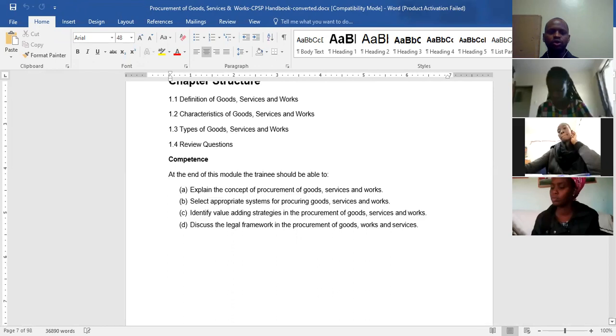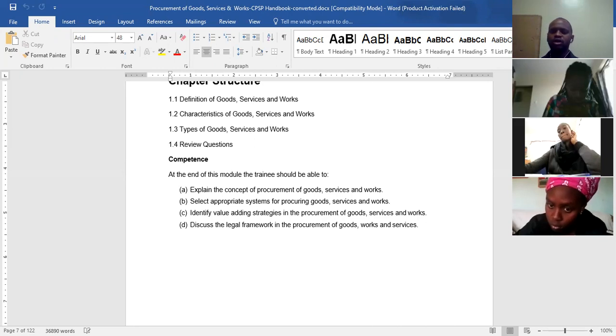We are also going to talk about some of the competencies that we'll be able to understand. As a trainee, at the end of this topic, you'll have to be able to explain some of the concepts of procurement of goods, services, and works. You will also be able to understand some of the appropriate systems for procuring goods, services, and works.